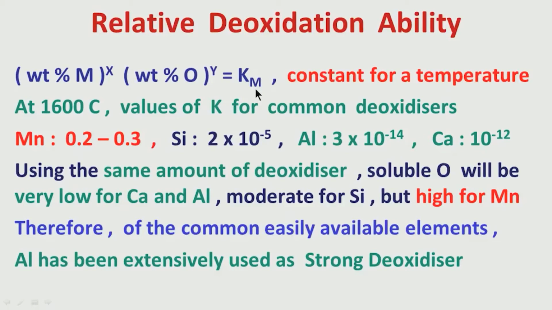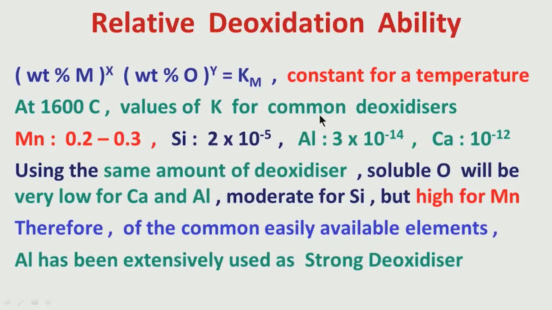So, let us assume the temperature of liquid steel is 1600 degrees centigrade, which is quite a reasonable assumption. At 1600 degrees centigrade we can find the values of K from the oxidation reactions for the different deoxidizers. I am giving you some rough estimates. For manganese it is 0.2 to 0.3, for silicon it is 2 into 10 to the power minus 5, and for aluminum it is much lower, just look at the value.